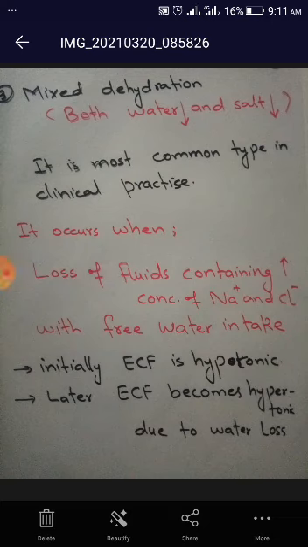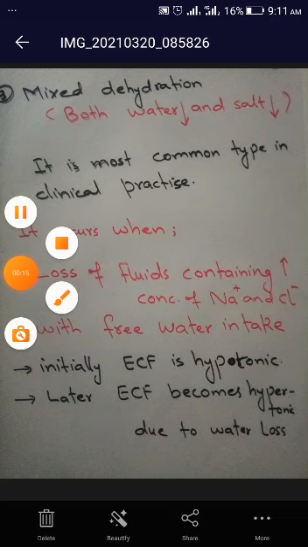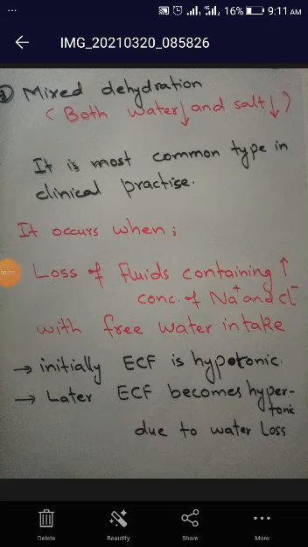Assalamu alaikum students. Today we are going to discuss the third type of dehydration, that is mixed dehydration. As we discussed in the other two types, primary dehydration and secondary dehydration: in primary dehydration, deficiency of water is there, pure water depletion is there. And in secondary dehydration, the actual deficiency was of electrolytes, sodium or salt.